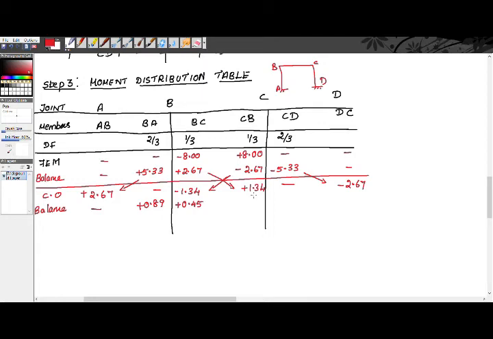Similarly here, plus 1.34 multiplied by 1 by 3, we get plus 0.45. So balancing, it is minus 0.45. Minus 5.33 multiplied by 2 by 3, we get plus 0.89. So balancing, it is minus 0.89. Now we will go for carryover.